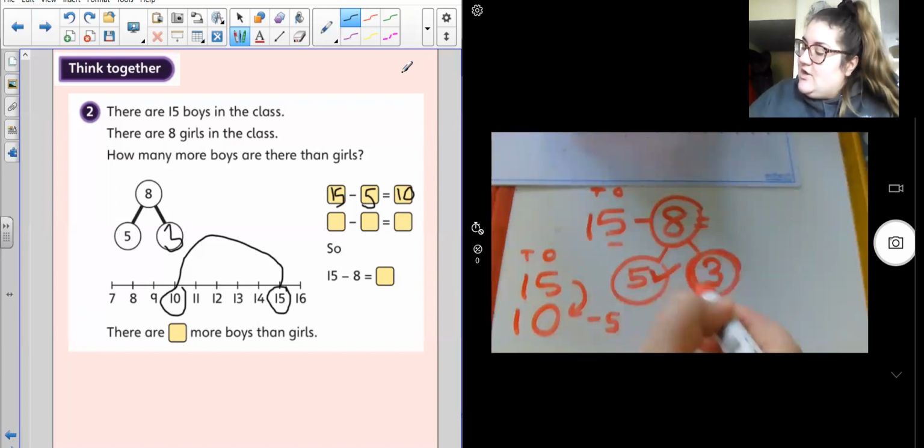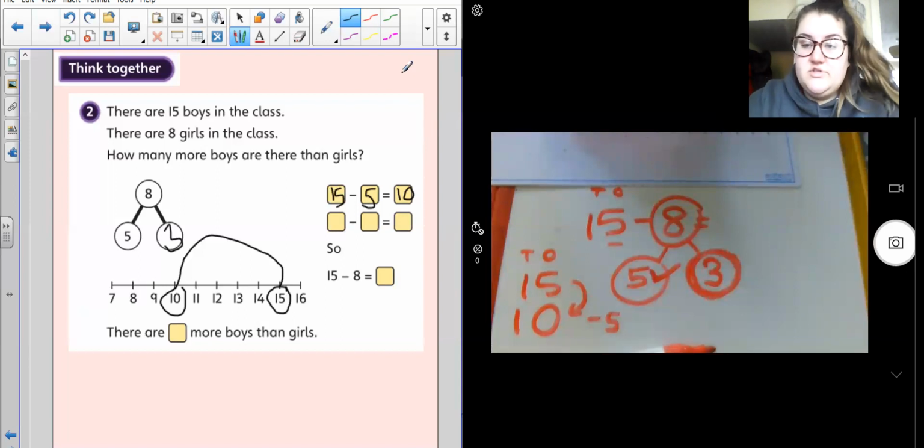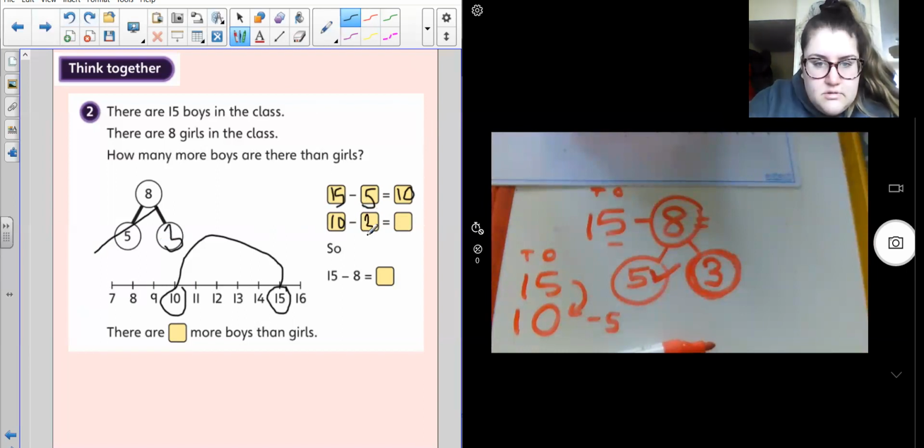I need to take away the other part of the number 8. So now from the number 10, I'm going to take away the other part, which in this case is 3. And I need to see where I land. So I'm starting at 10 and I'm going to take away 3. 1, 2, 3, and I've landed on the number 7.